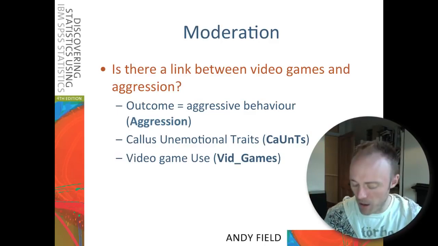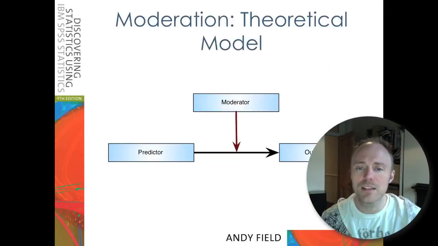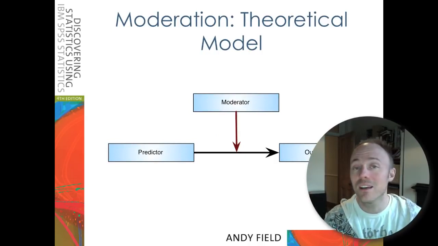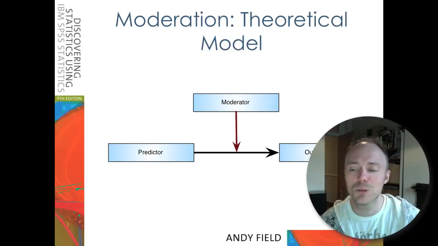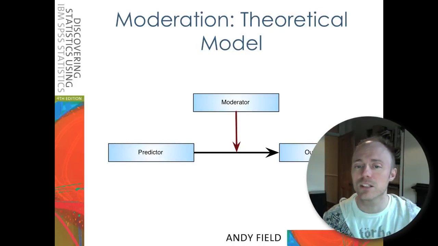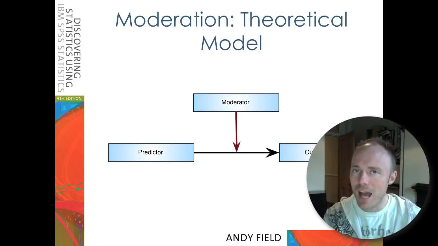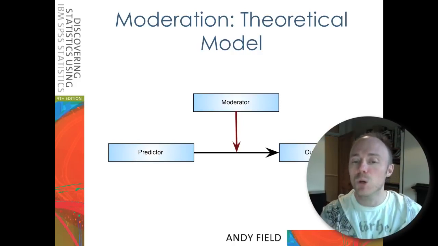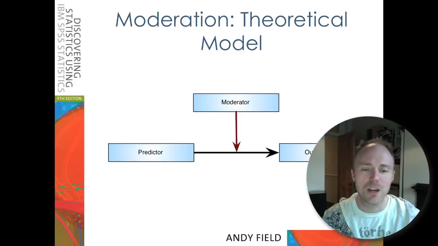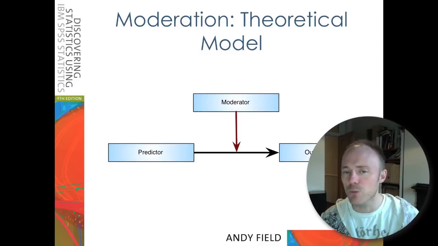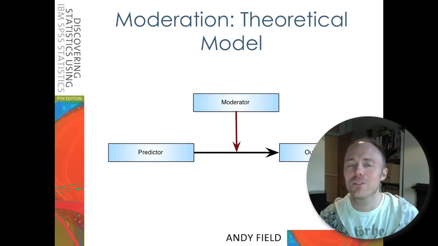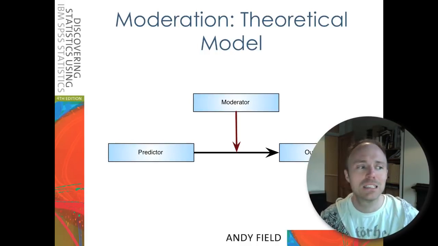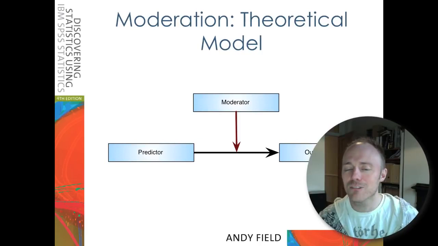Now, what moderation implies, if you look at what it means theoretically, is that you've got some kind of predictor. In our case, that's going to be video game use, and some kind of outcome variable, which in our case is going to be aggression. The moderator, these callous unemotional traits, moderates this relationship. So we've got this arrow between our predictor and our outcome, which you can imagine as a correlation or a beta in a regression model.